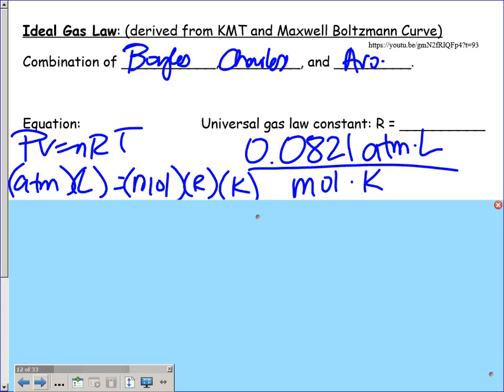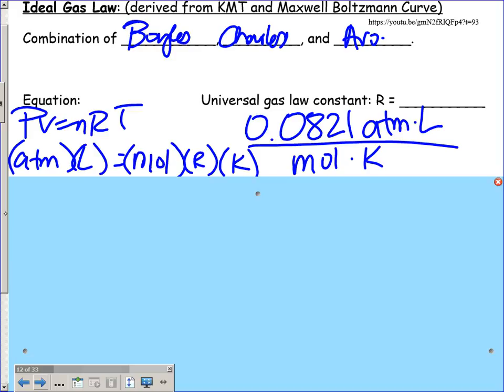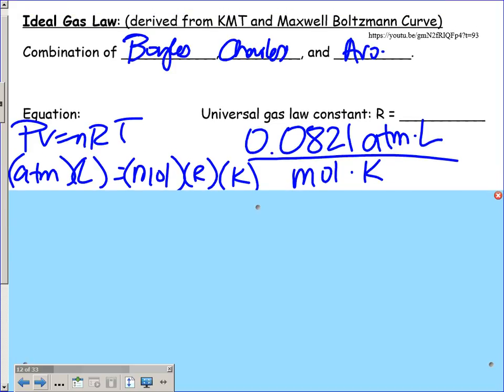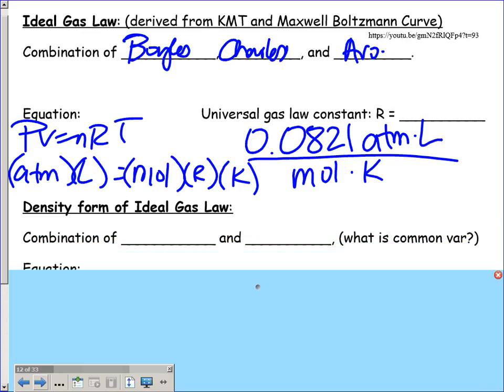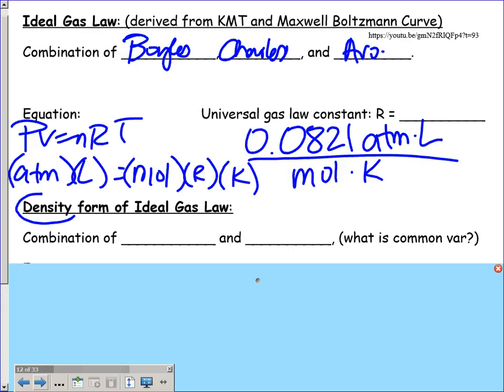Got it? Okay. So there's one more rule that you may have read a little bit about, but we've never actually used in class before. It's actually combining density and the ideal gas law. So you have this on your paper? Okay, cool. So what is density? What's just plain old density? Okay, so density is equal to mass over volume.